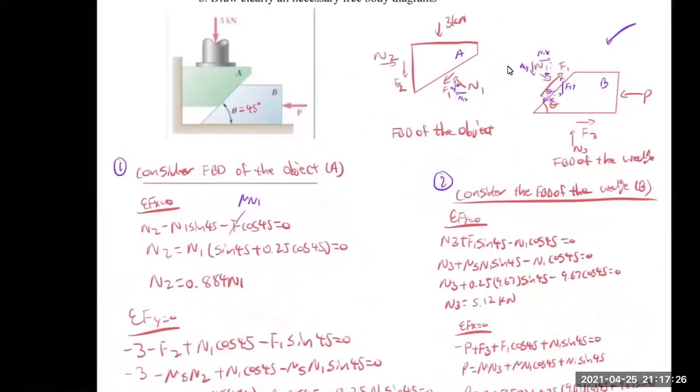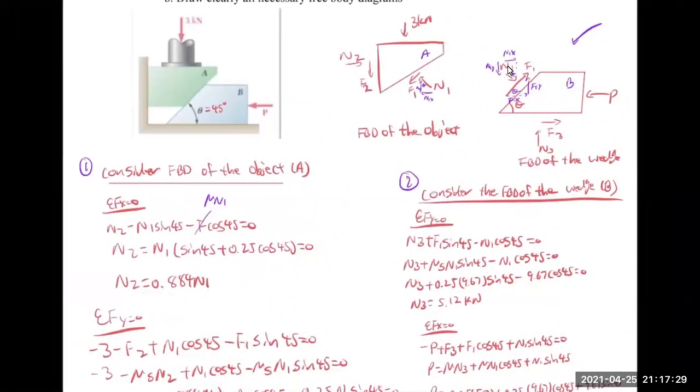Okay, and then next thing is that I have to consider the free body diagram of this object, which is the free body diagram of A, because this has the fewer unknown forces. I only have 4 unknown forces compared to 5 unknown variables on wedge B.